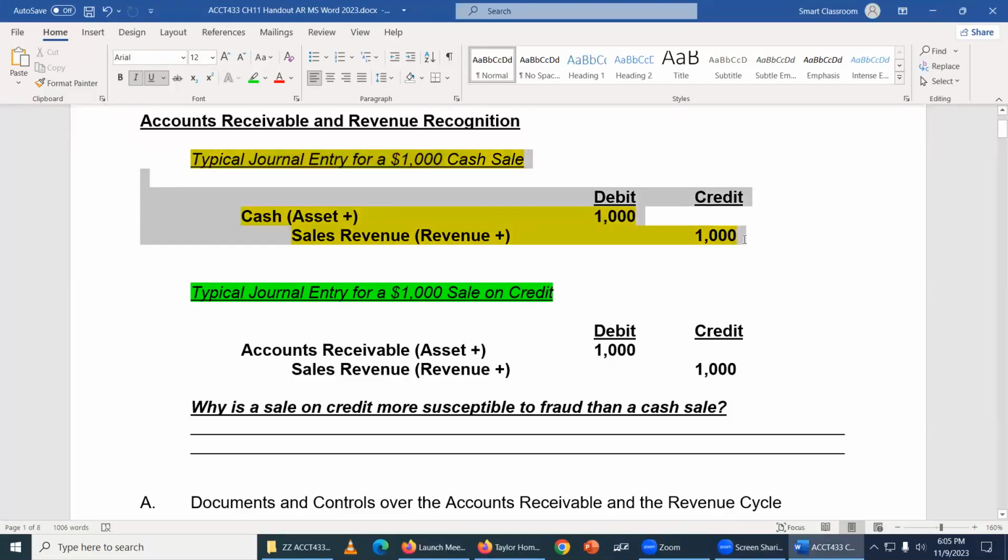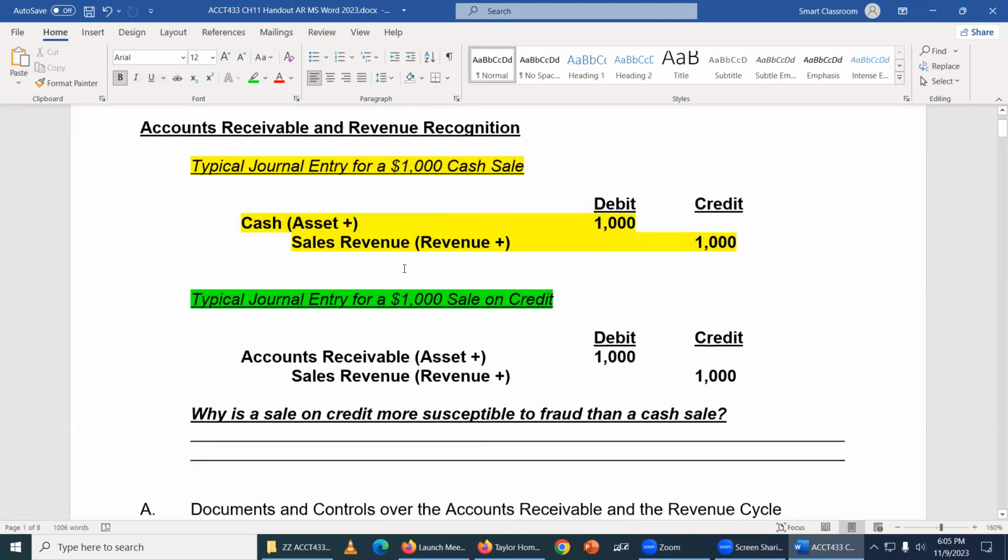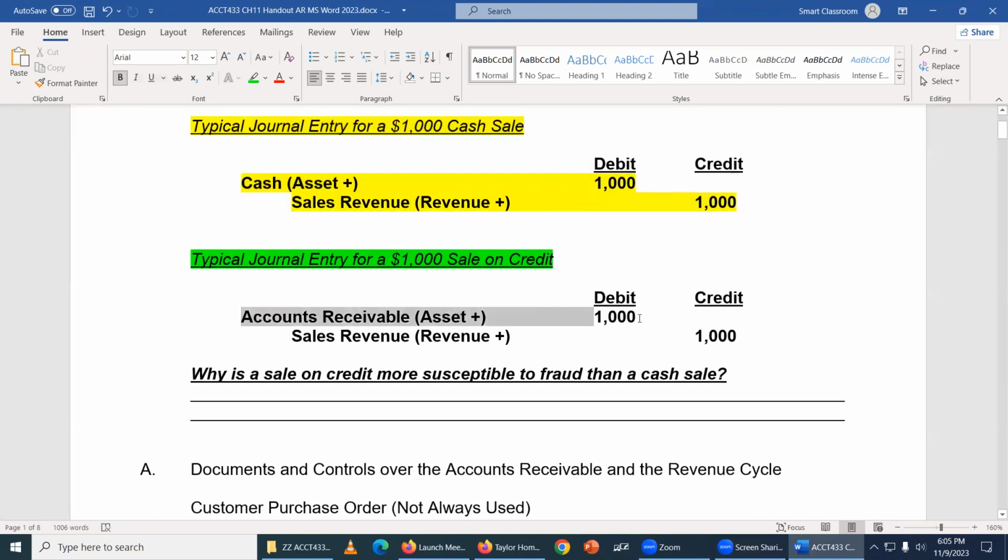So this is the cash sale. The cash sale, $1,000, and you get cash in, and you mark up the revenue. Okay, so if you sold on account, this is the journal entry. Instead of cash, you have accounts receivable, and you'll have your sales.